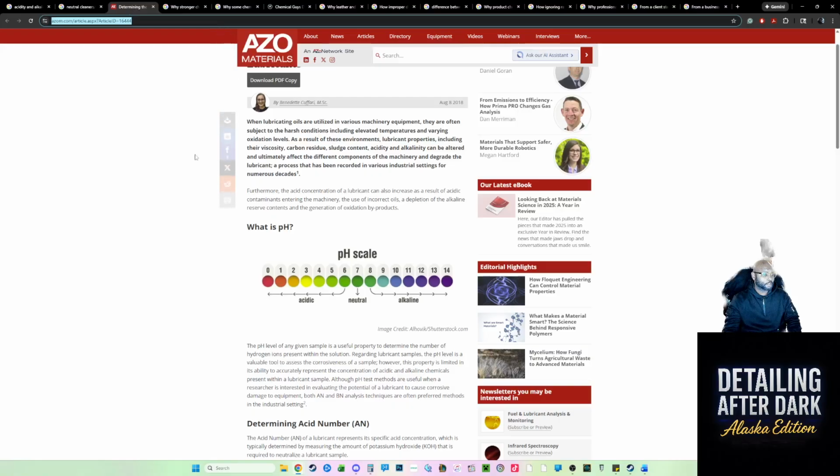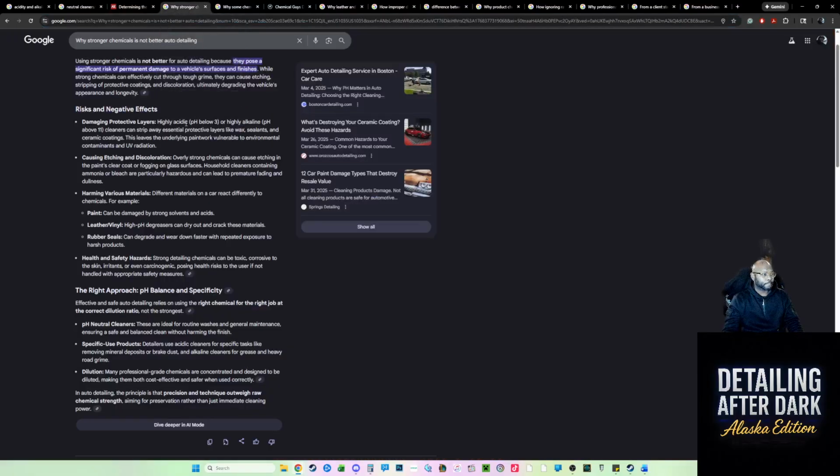And this is the actual pH scale. So determining, neutral is 7, 6 down to 0 is acidic. So 6 to 0 is lava. 8 to 14 is a stripper. So it takes out all the organics, all the oils and stuff like that. It's made to lift and dry out. So alkaline dries out stuff, acidic burns stuff. Stronger chemicals are not better for detailing.